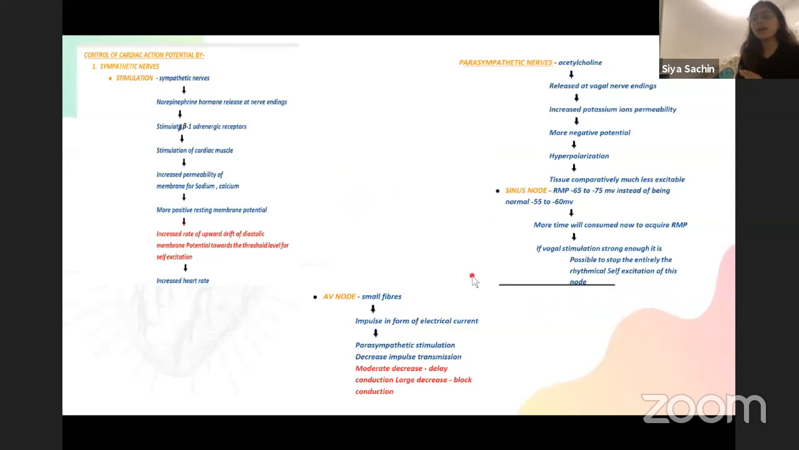Okay, so now there has to be something that is regulating this entire thing, right? We have the sympathetic and the parasympathetic system. The sympathetic nerves are going to be under the influence of norepinephrine, and their end goal is going to be to increase the heart rate. And the parasympathetic system is going to be controlled by acetylcholine, which has the opposite effect.